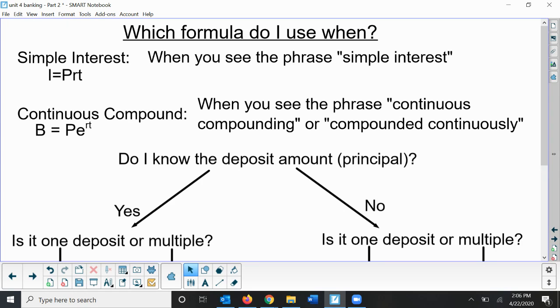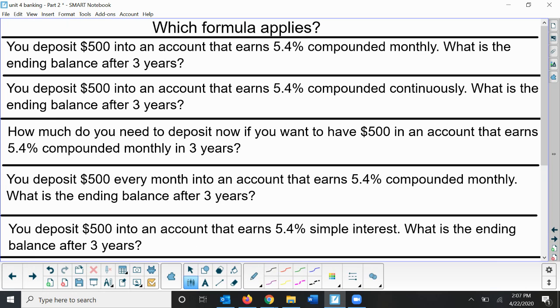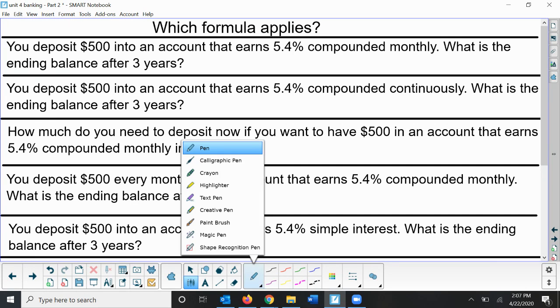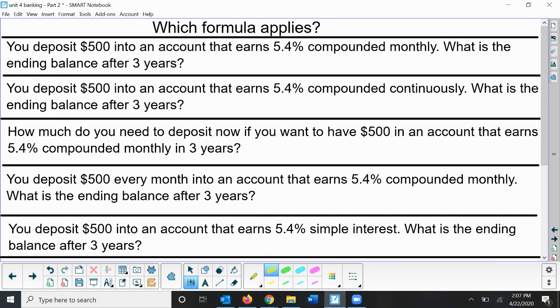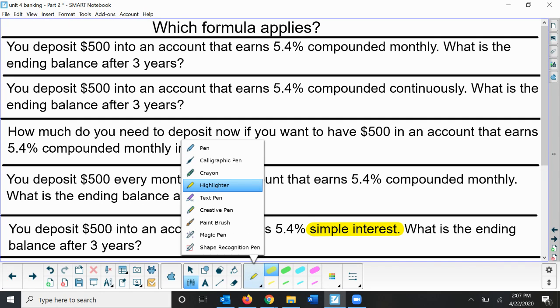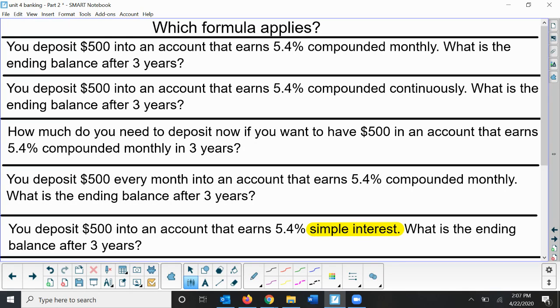So regardless of the order that my problems are in, I always pause and see if I can find either the simple interest phrase or the continuous compounding phrase in the problems themselves. If I can, I'm going to identify those first. I'm going to look first for that simple interest phrase, and I see it in my bottom problem here. Therefore, this problem would be solved using simple interest.